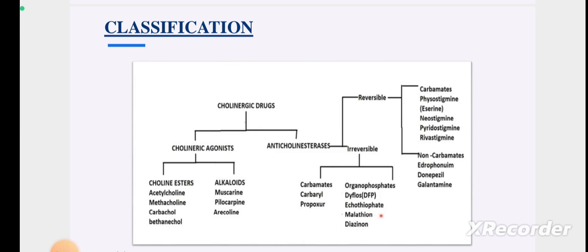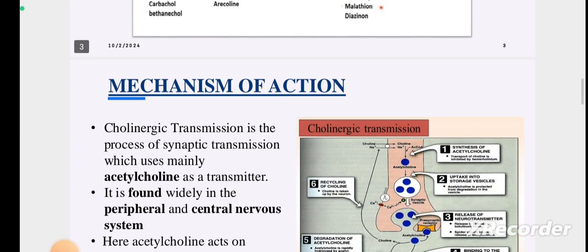We have already seen the carbamates, that are physostigmine, neostigmine, pyridostigmine, rivastigmine, and non-carbamates edrophonium, donepezil, galantamine. In irreversible, carbamates are carbaryl and propoxur, and organophosphates are dyflos, DFP, ecothiophate, malathion, and diazinon. So these are the classification and examples. We are here studying mostly about cholinergic agonists and not about anticholinesterases. Move on to the next slide.